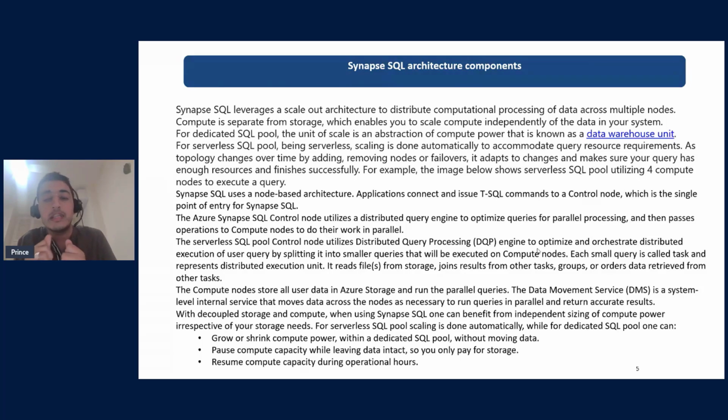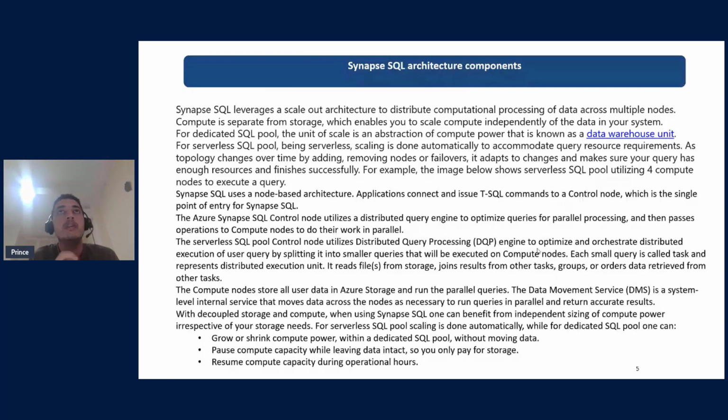DMS is a system. When Azure storage gets the data into the compute nodes, in terms of SQL serverless pooling, it goes ahead and fetches the data, joins it together, and sends it back to us.